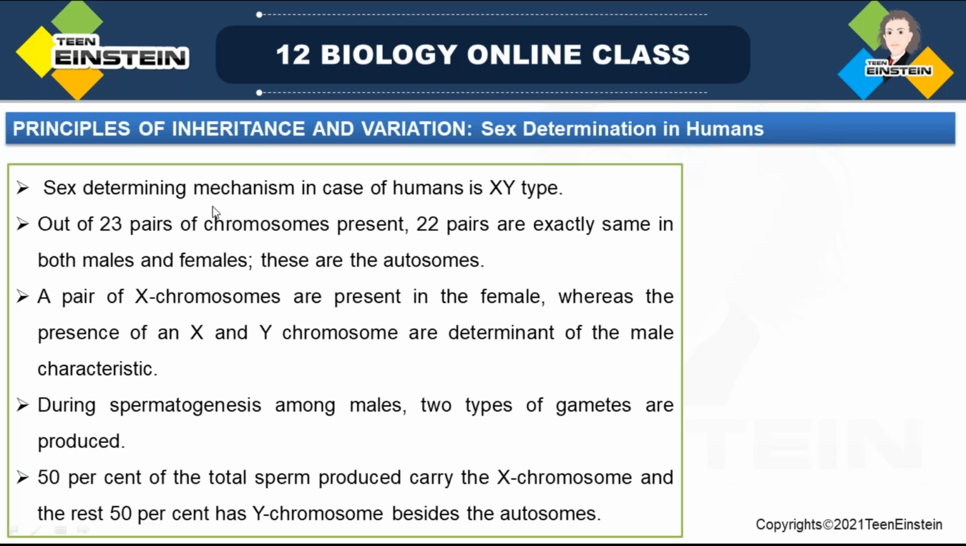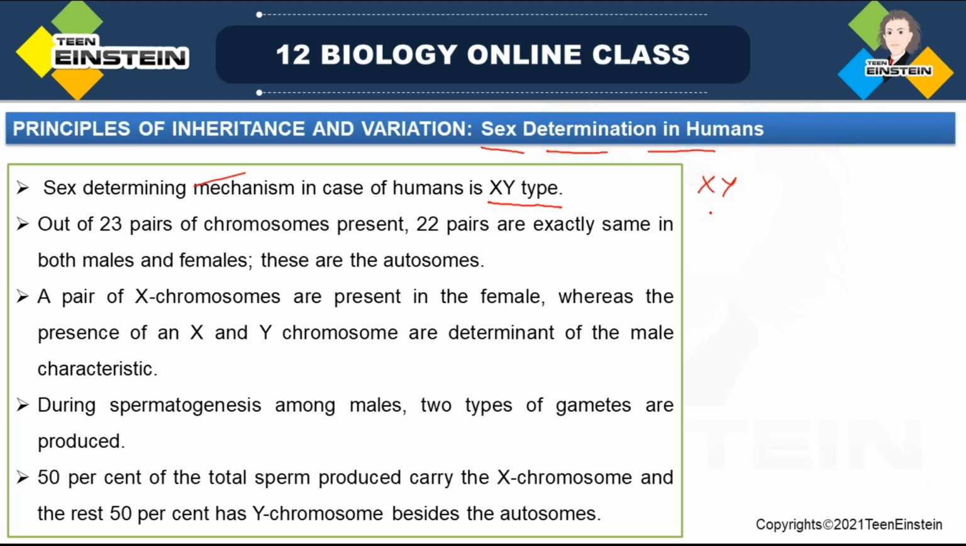Now the sex determination mechanism in the case of humans. We are going to learn sex determination in human beings. The sex determining mechanism in humans is of XY type, not XO type. Out of 23 pairs of chromosomes present, 22 pairs are exactly the same in both male and female. These are called autosomes.